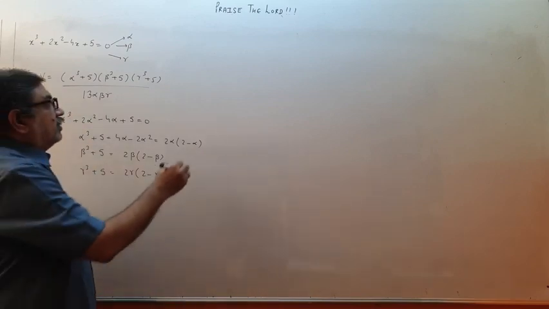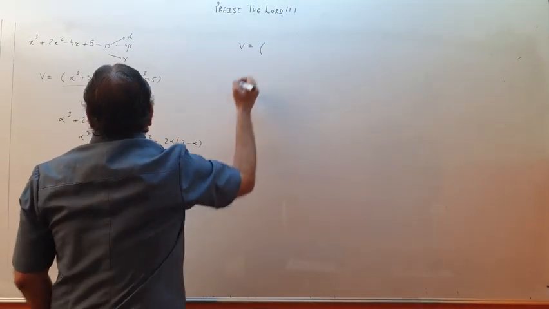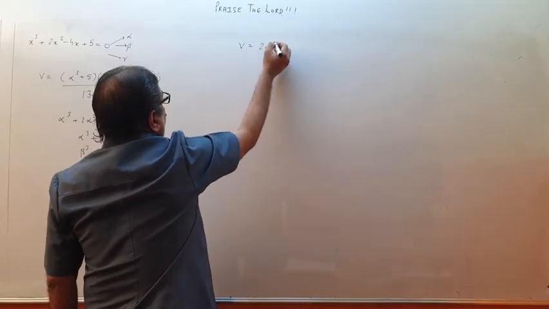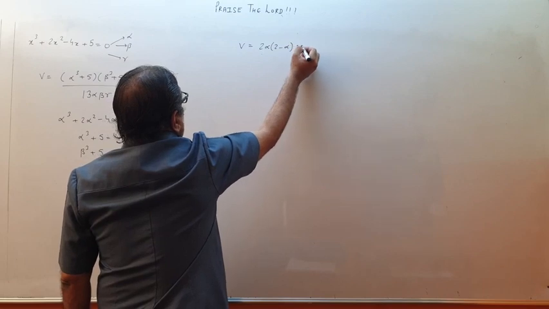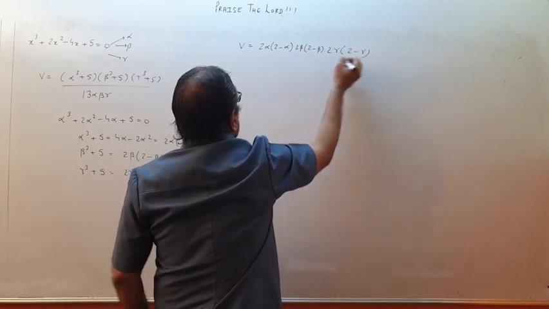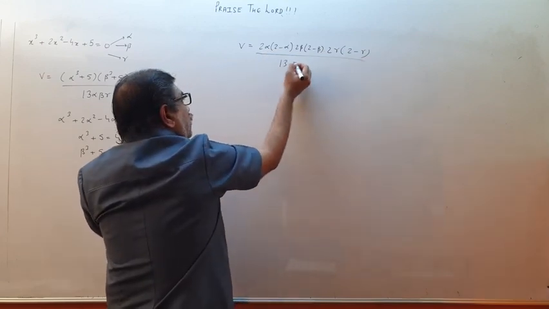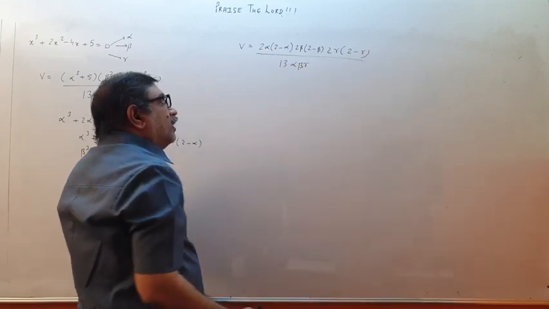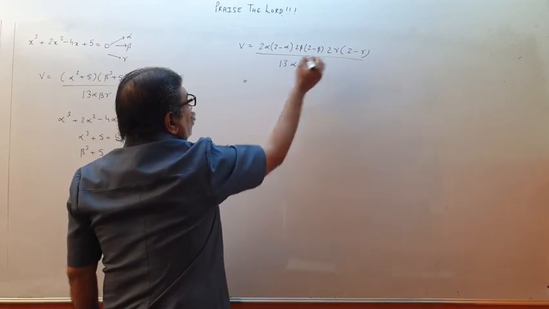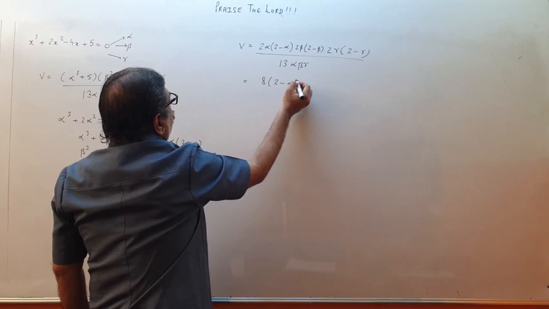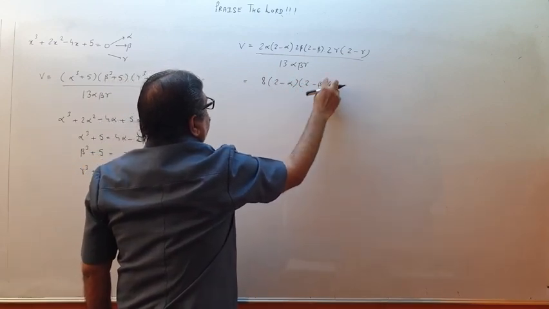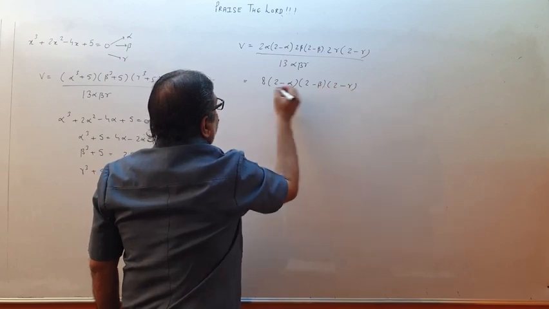I put that over here. So the value becomes alpha cube plus 5, 2 alpha into 2 minus alpha, 2 beta into 2 minus beta, and 2 gamma into 2 minus gamma, upon 13 alpha beta gamma. See, alpha beta gamma cancels, and this is 2 into 2 into 2, that is 8, 8 into 2 minus alpha, 2 minus beta, 2 minus gamma upon 13.